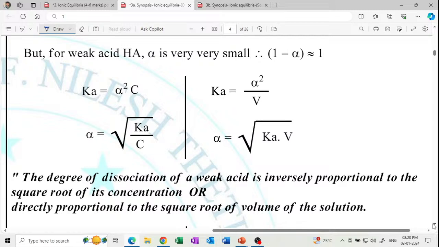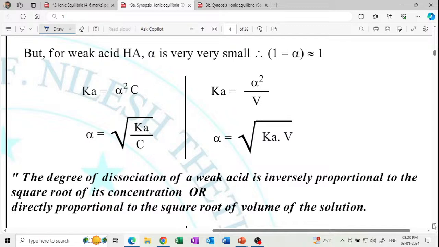Okay, so for the weak acid, alpha is very small. That's why 1 minus alpha should be taken as 1. So K is equal to alpha square into C. So alpha is equal to under root of K divided by C. And therefore K is equal to alpha square divided by C. So alpha is equal to under root of K into V.